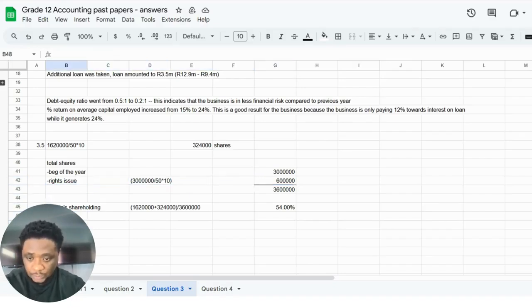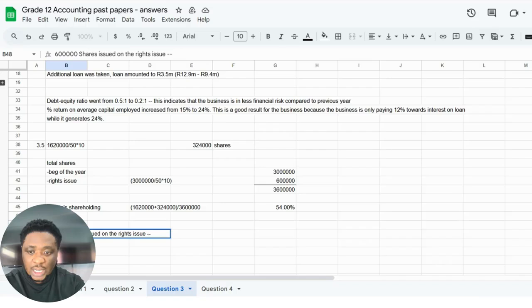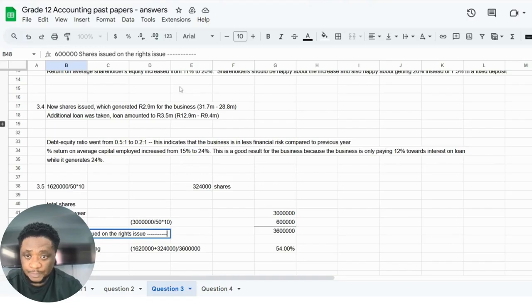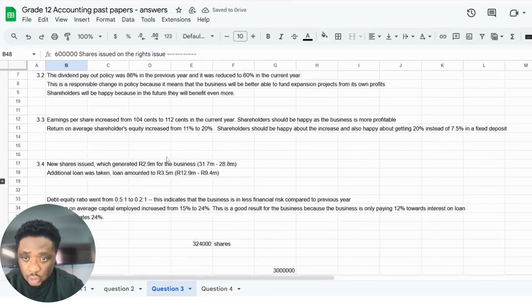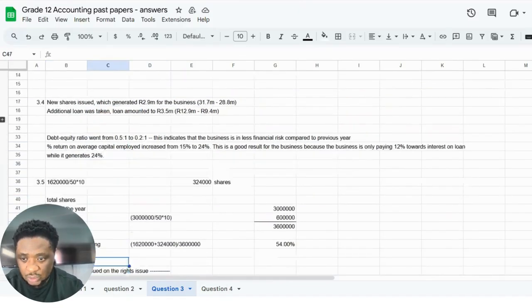So we're going to say 600,000 shares issued on the rights issue. And then this will help our calculation because from the previous question, we do know how much was generated from that. If you remember well, we had 2.9 million generated, but we need to make sure that we're getting the exact figure. So let's see how much was raised.